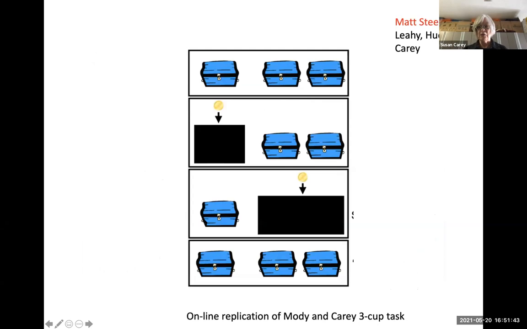And so here is a paper that, from now on, these are hot off the press, just collected data and not even fully digested. But the idea here is, we brought the Mody and Carey task online. So it's a pirate chest case because of COVID, but it's the same structure. A coin is hidden in the single case. The coin is hidden in the double case. You have one chance to choose a chest. Which one do you choose?